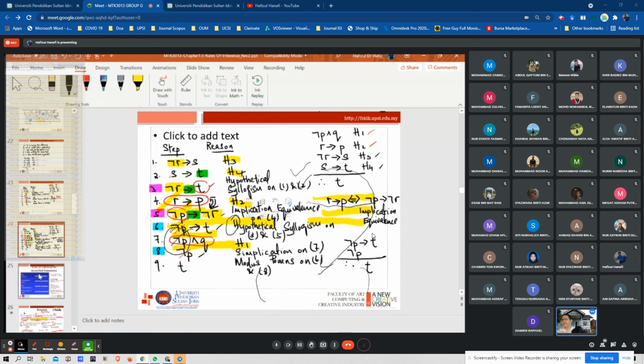And then for 7, H1, hypothesis 1. And then simplification on 7 and modus ponens on 6 and 8. That's why we have implication equivalence: R implies Q is equivalent to negate P implies negate R. That's why we have negate P implies T, and negate P, we have as a conclusion T. Okay, we eliminate this one.